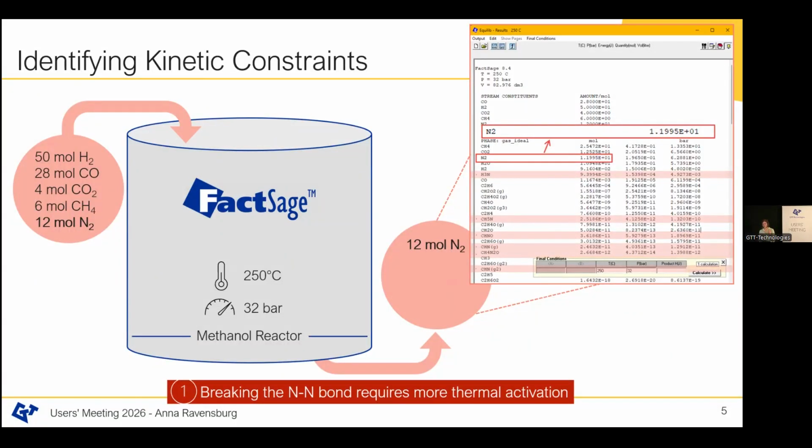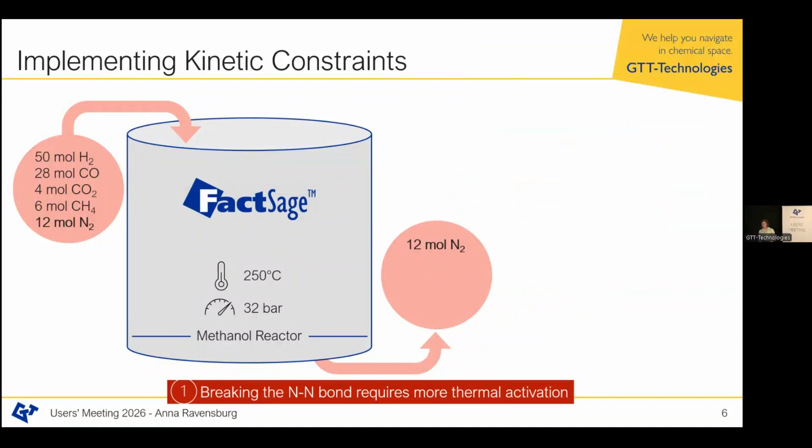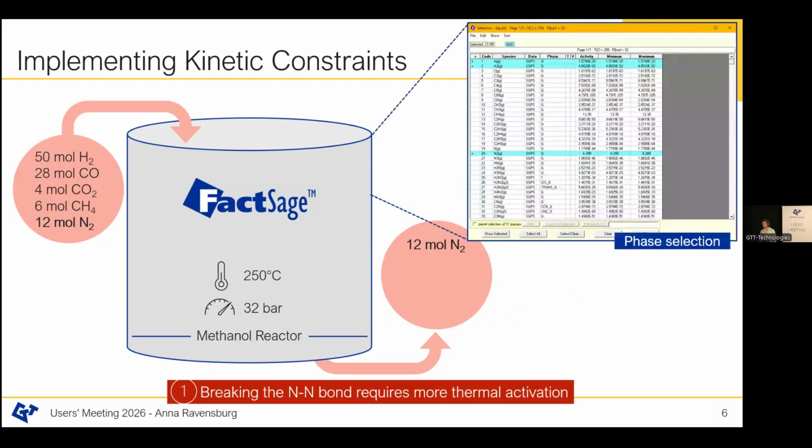And in order to implement this kinetic constraint and not have all these CH5N and so on formed, I can go into the phase selection, also what Philip explained to you. And what I do then is I look at the phases that I have. I see here N2, and this is also what I want to keep. What I don't want to keep is everything else that contains an N, and I kick all of them out. Okay. So then I have considered this kinetic constraint. Then we can continue with the next.